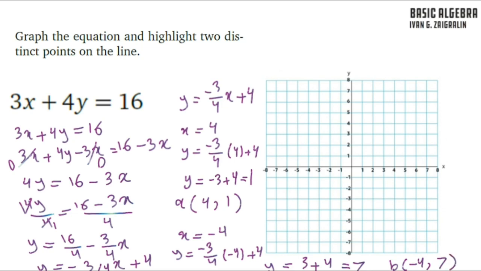So on the graph, the point A, 4 and 1, is here, A, B, negative 4 and 7, is here, and this is the line for this equation on the graph.